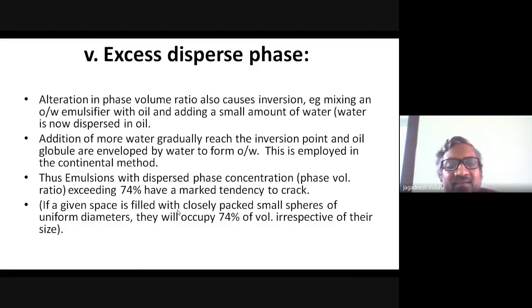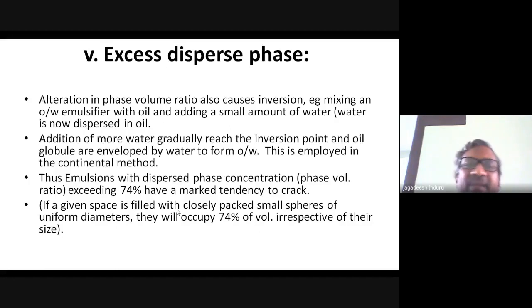So the emulsions have a phase volume concentration. When the dispersed phase concentration, the phase volume ratio, exceeds 74%, there is a marked tendency to crack. So we need to see this. Because if a given space is filled with closely packed small spheres of uniform diameter, they will occupy 74% of the volume irrespective of their size. Whether it is smaller in micron or nano or in the mm level, they will have a maximum of 74% only dispersed. Beyond that, you cannot disperse. This is very important and critical in the GPAT also.